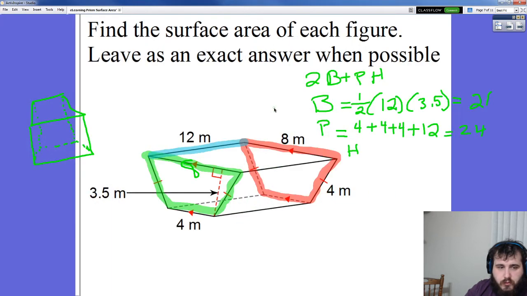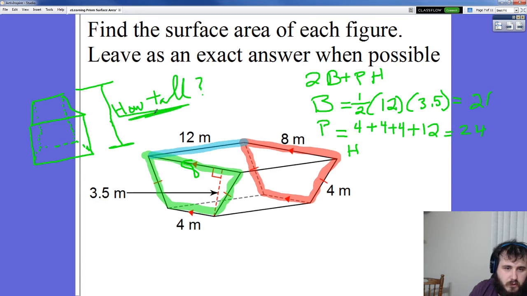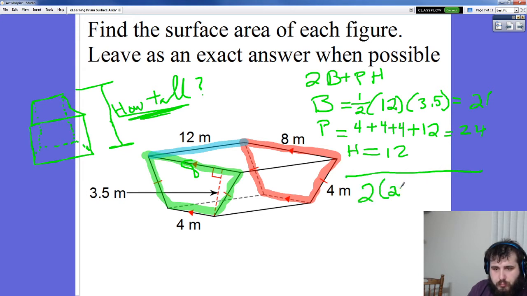So when we go through and we do this, we're looking at how tall is it, right? So we don't want this one. This, we used up the 3.5 in here. It's dead now. We need to have this 12 right here. This light blue line is the distance from the bottom base to the top base. So now we're going to do our calculations. 2b plus ph.